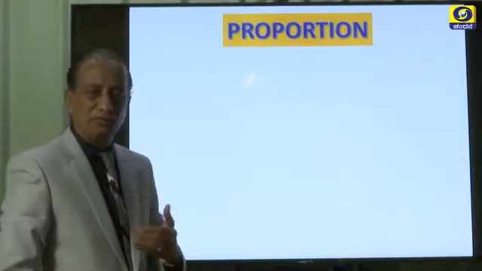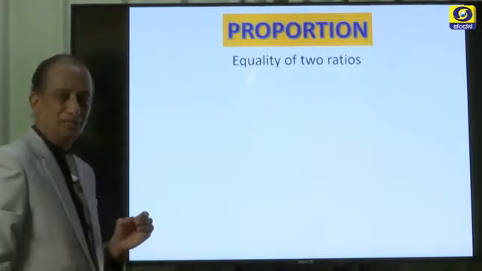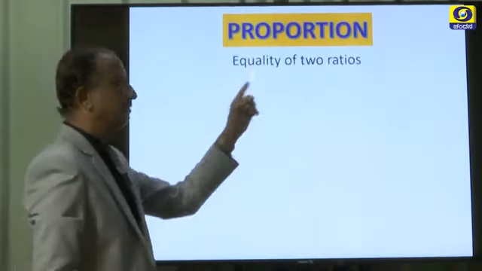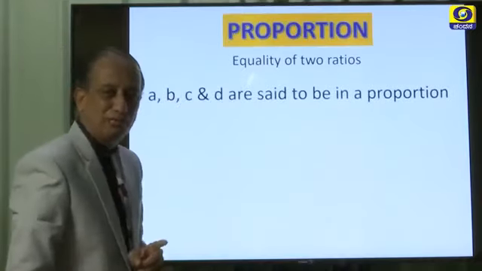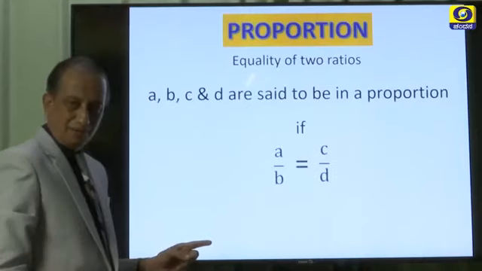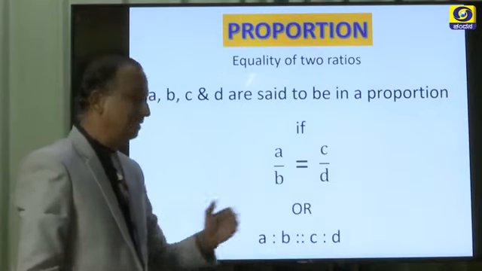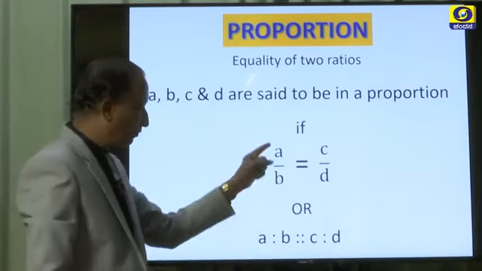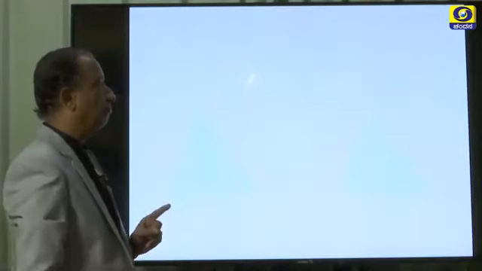I thought it would be worth saying something about what we mean by proportion. You know this, proportion is nothing but equality of two ratios. A, B, C and D are said to be in proportion if A by B is equal to C by D, or you can write it this way also, A is to B as C is to D. So, if two different ratios are equal, then we use the term proportion.